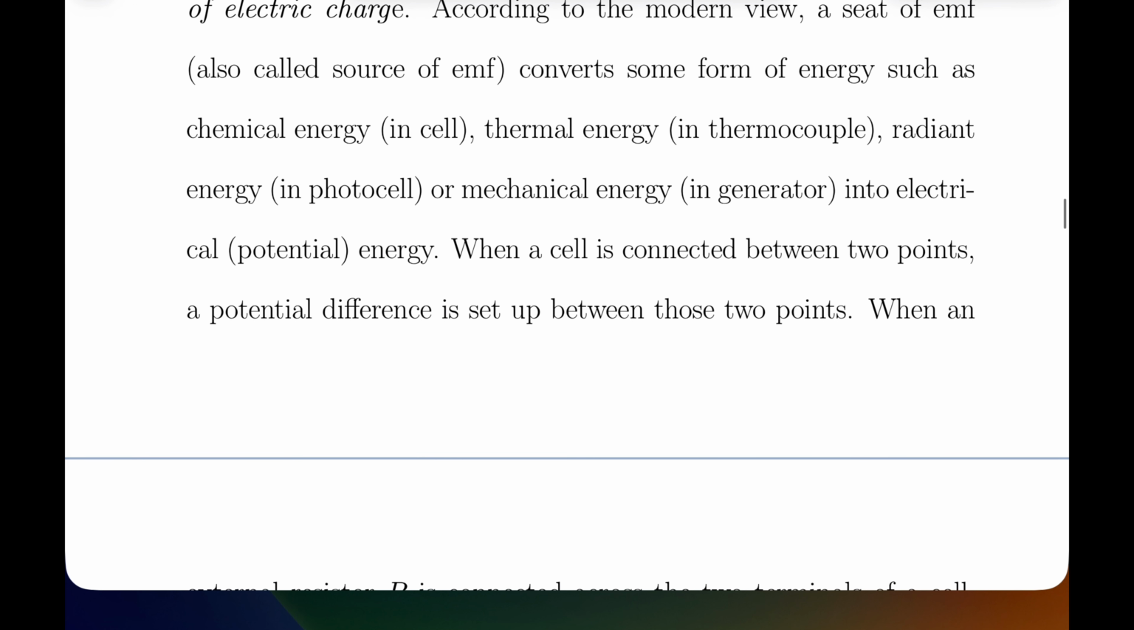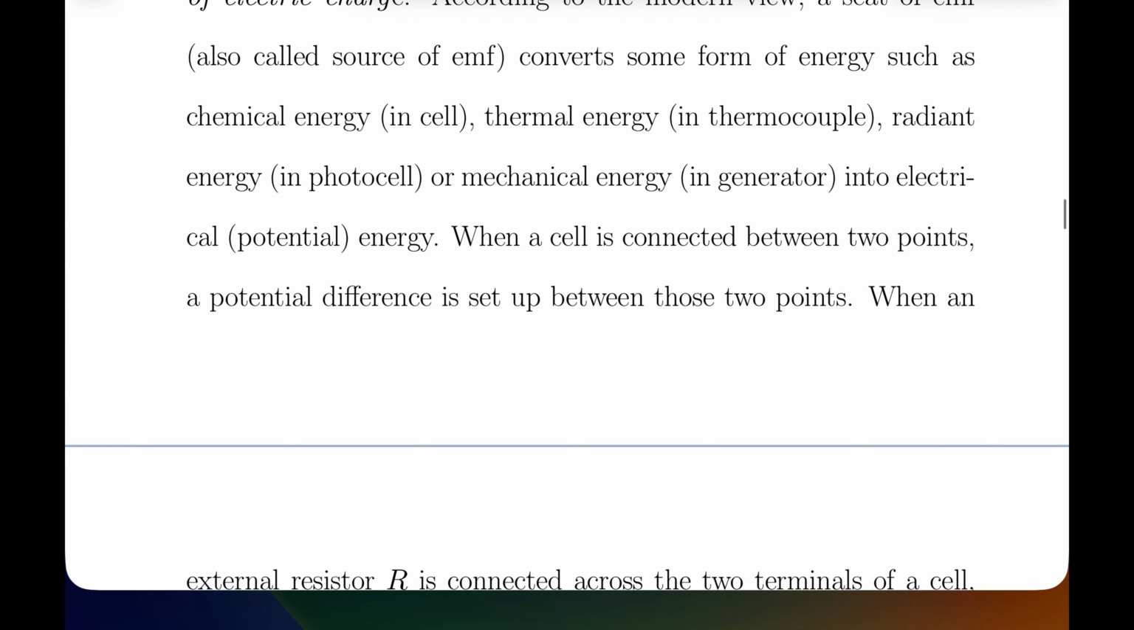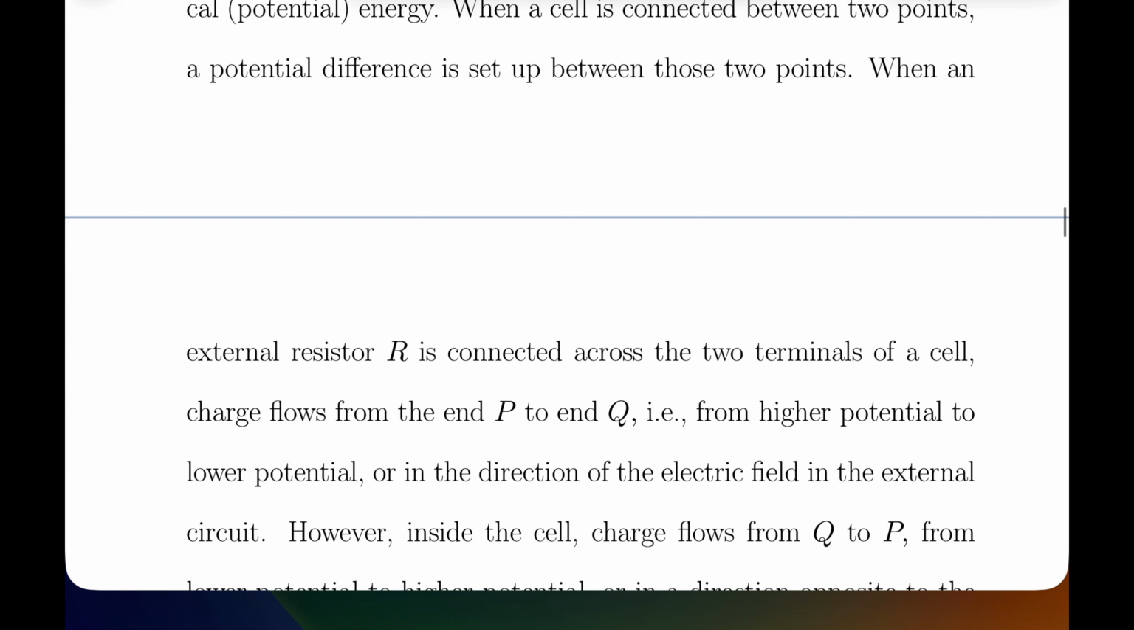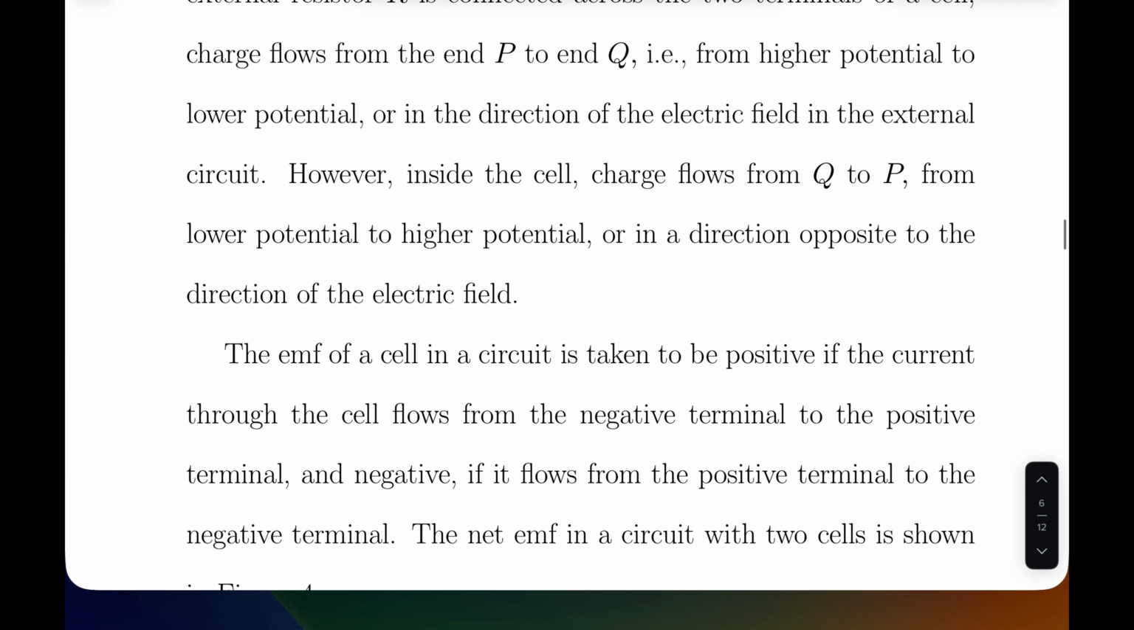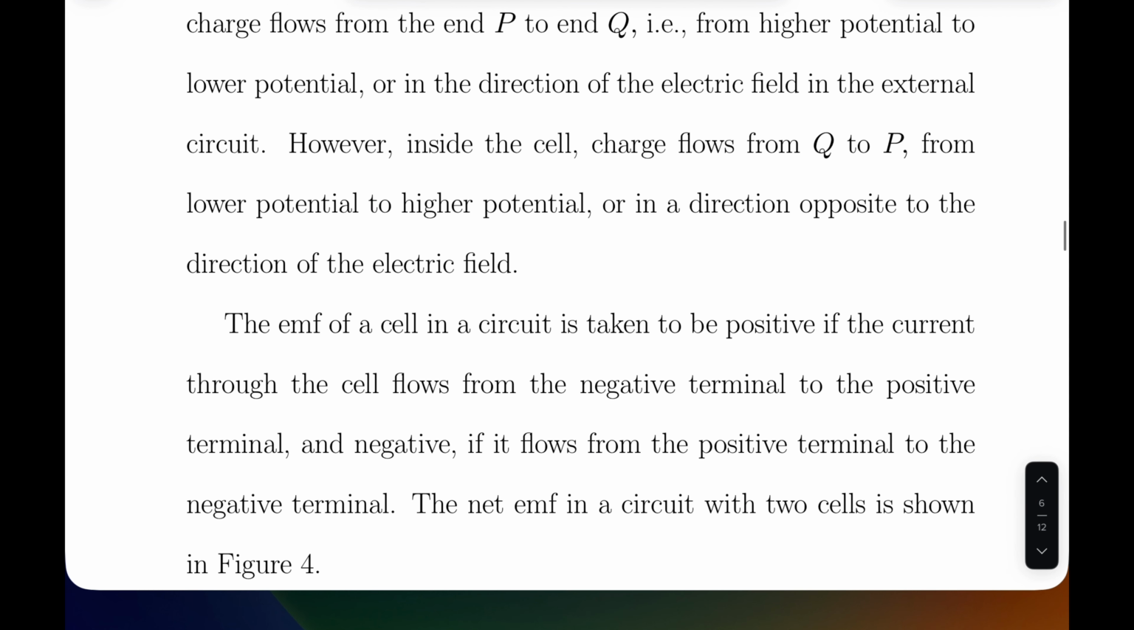When a cell is connected between 2 points, a potential difference is set up between those 2 points. When an external resistor R is connected across the 2 terminals of a cell, charge flows from end P to end Q, that is from higher potential to lower potential, or in the direction of the electric field in the external circuit. However, inside the cell, charge flows from plate Q to plate P, from lower potential to higher potential, or in the direction opposite to the direction of the electric field.